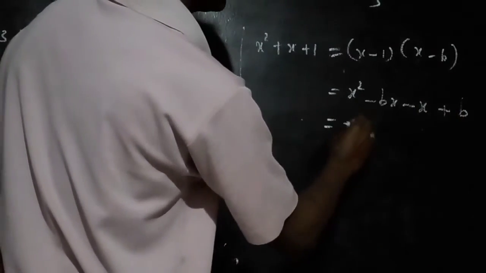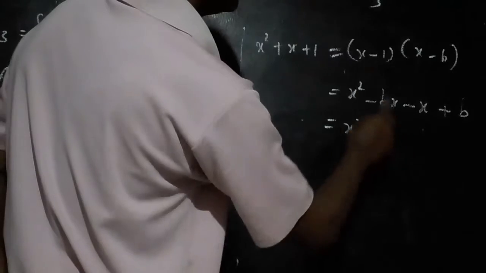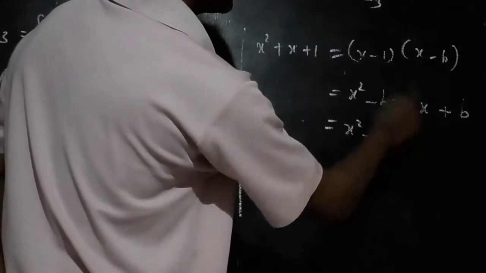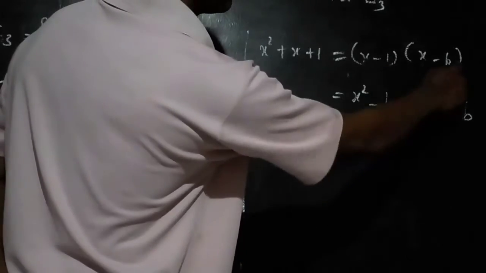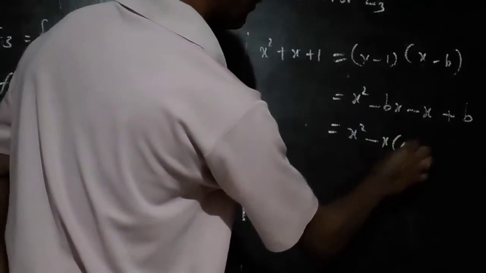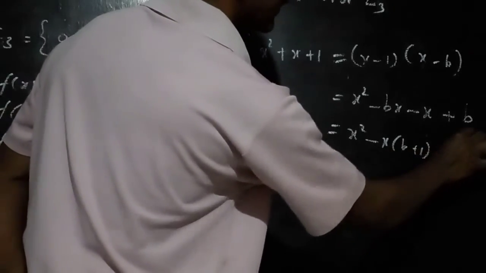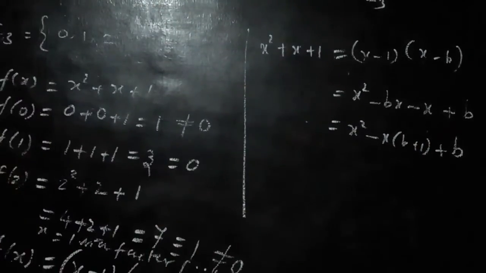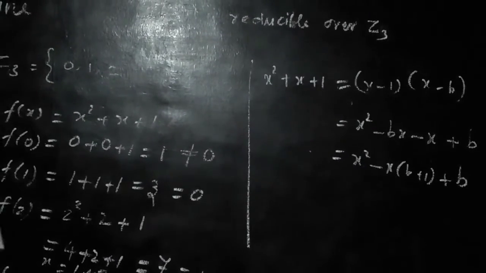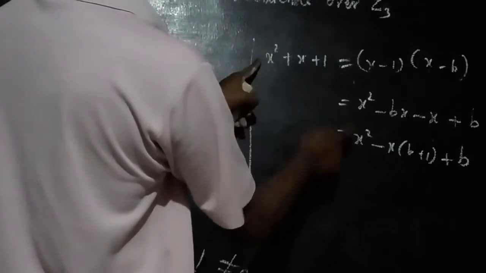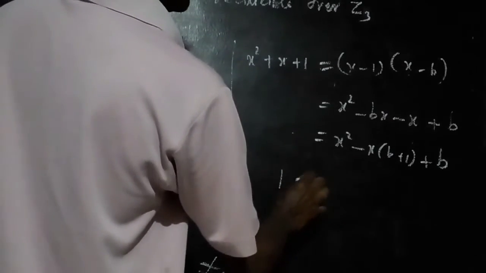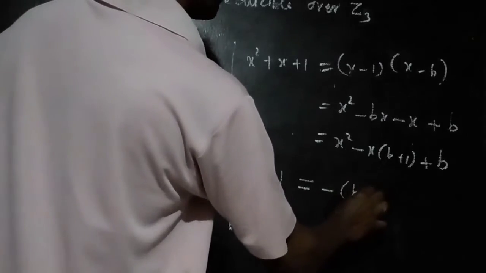Okay, so that is equal to x squared minus x plus bx plus b. Okay, so x common, minus x into b plus 1 plus b. So x squared minus x, b plus 1 plus b. So that is x squared plus x. So comparing the coefficients, the coefficient of x is 1. So 1 is equal to minus of b plus 1.